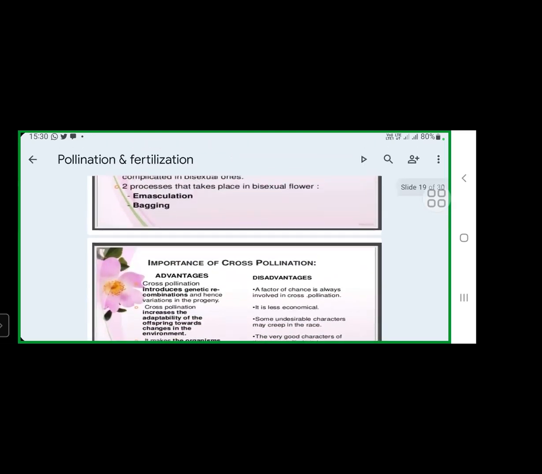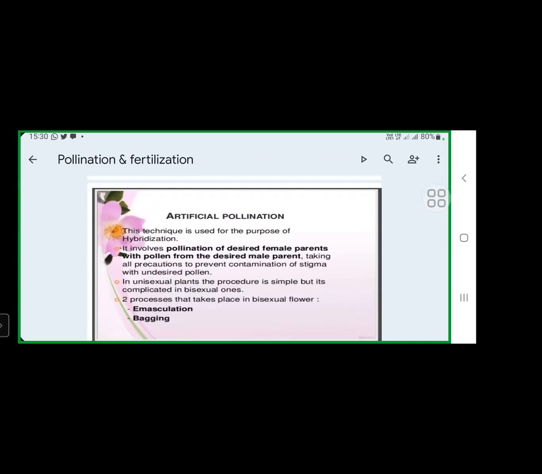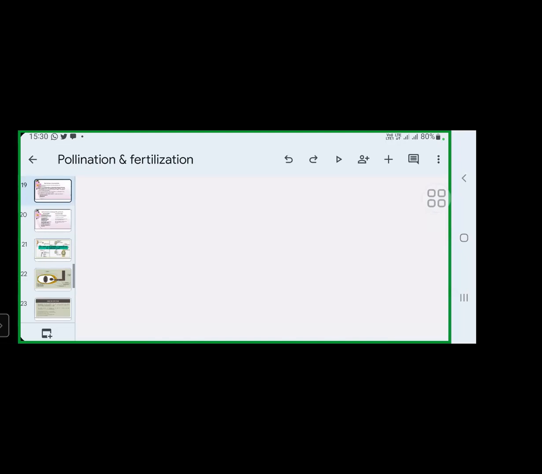Two processes take place in bisexual flowers. The first is emasculation and the second is bagging. Emasculation means we cover only the style or stigma that we want with covers, and bagging is the same technique. These are the two processes that take place in bisexual flowers.